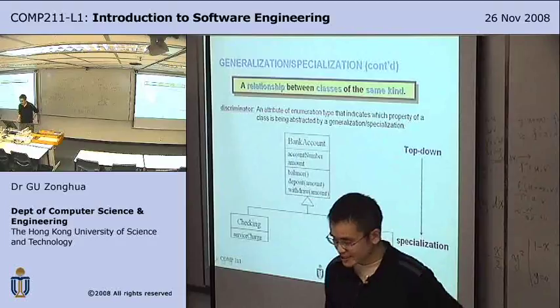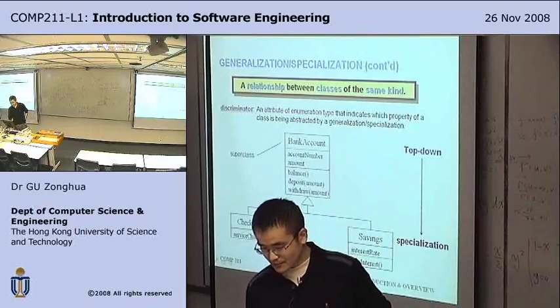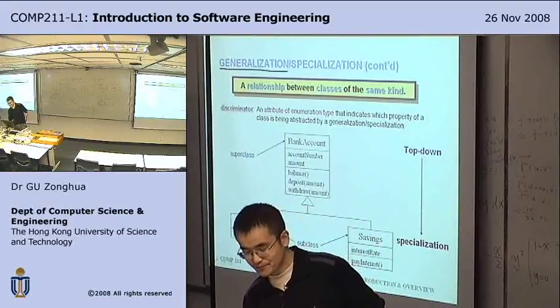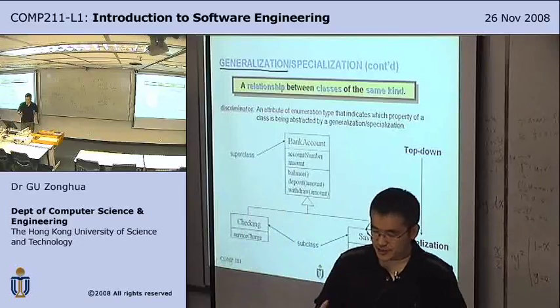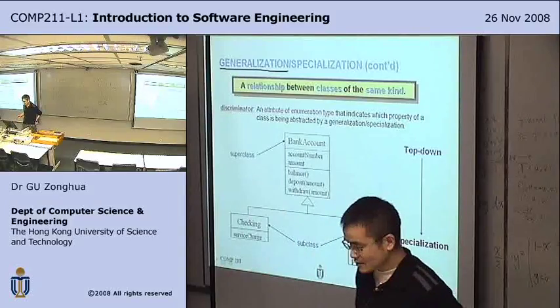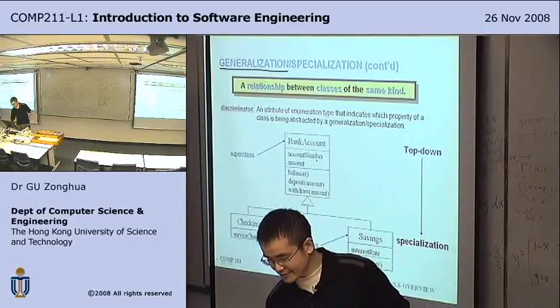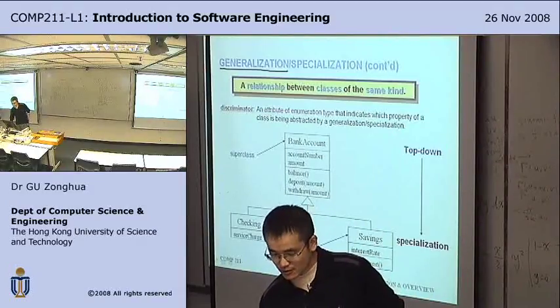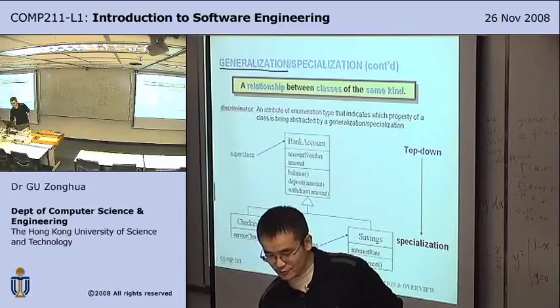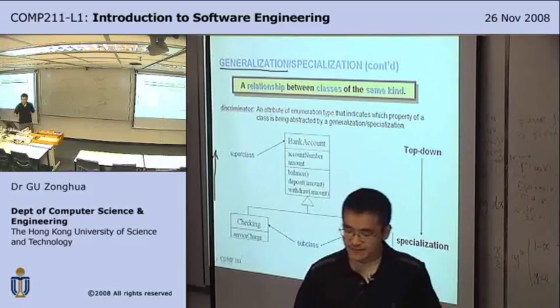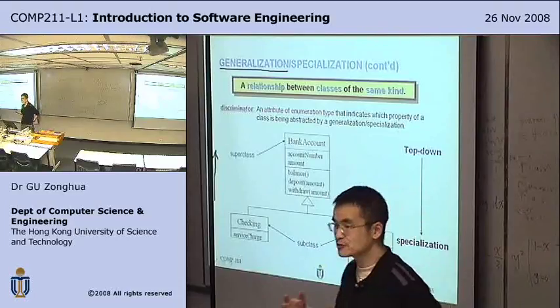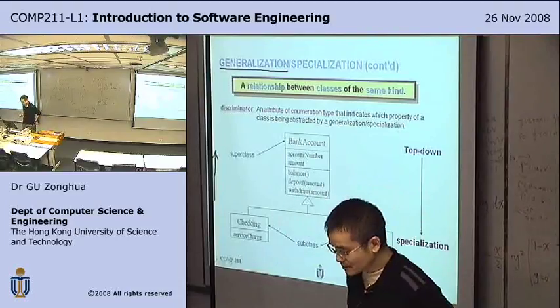Now, generalization and specialization. We generally use the word generalization to refer to this kind of relationship, but you should really read it as follows: if you go from down to up, it's called generalization. But if you go from top to down, it's called specialization. They are in two different directions.